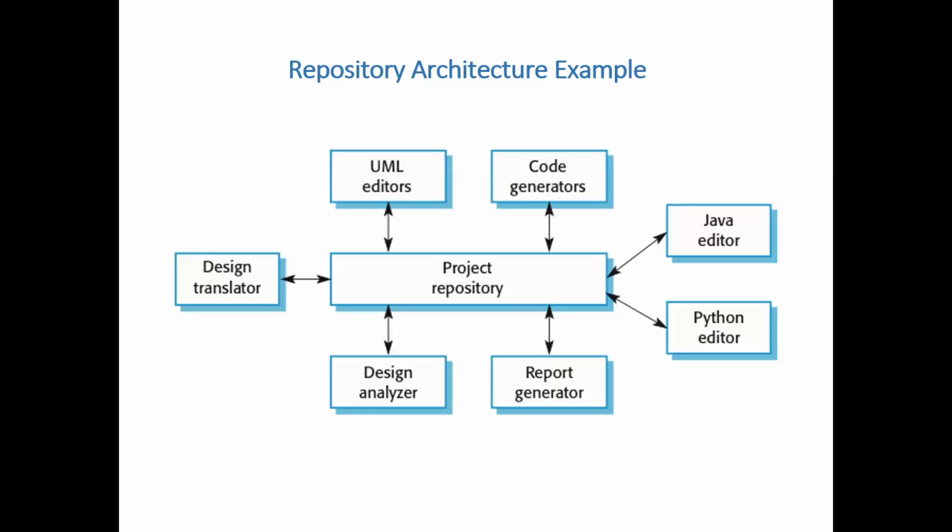This architecture allows for tight integration across tools. All components are loosely coupled through the repository, which acts as a single source of truth. That means when one tool updates the repository, other tools immediately benefit from the new information without needing direct integration. The result is improved collaboration, consistency, and productivity in large-scale software engineering projects.